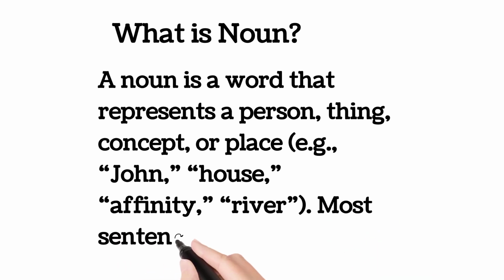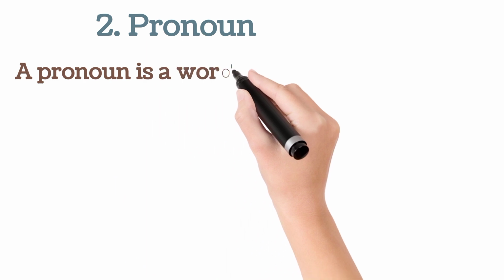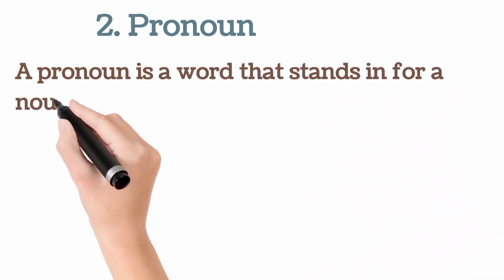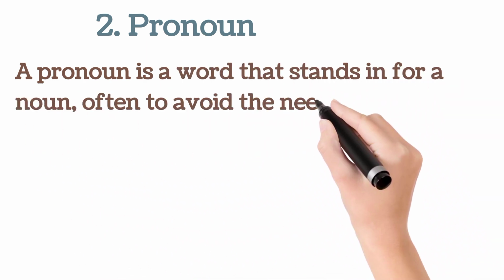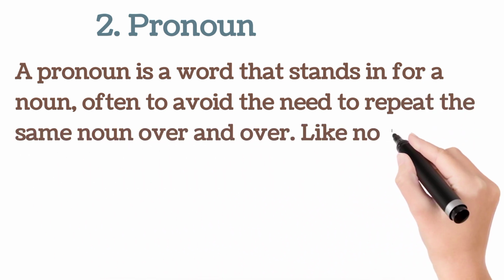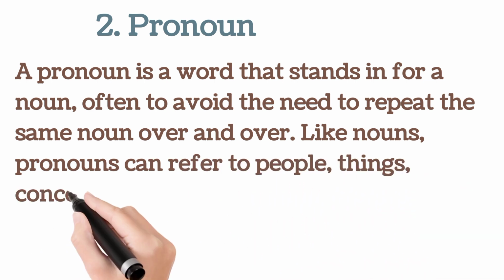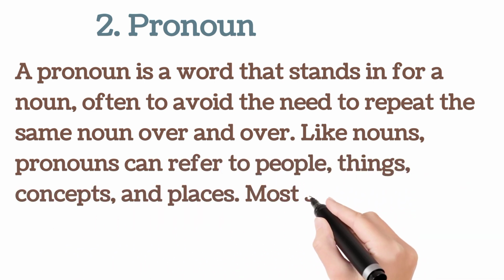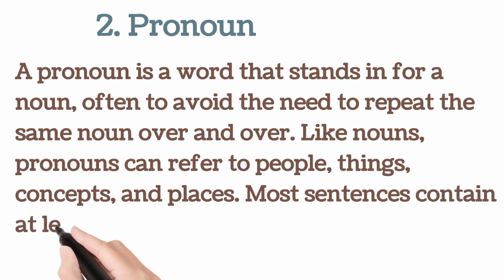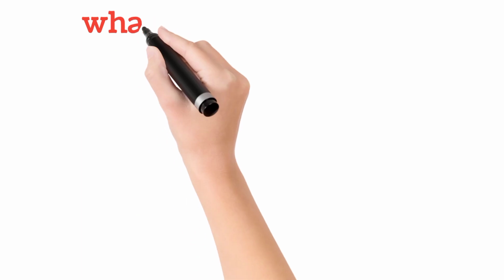Most sentences contain at least one noun or pronoun. Pronoun. A pronoun is a word that stands in for a noun, often to avoid the need to repeat the same noun over and over. Like nouns, pronouns can refer to people, things, concepts, and places. Most sentences contain at least one noun or pronoun.